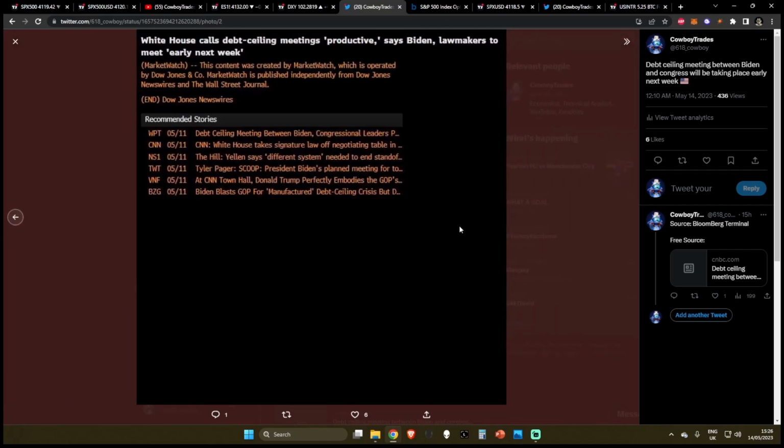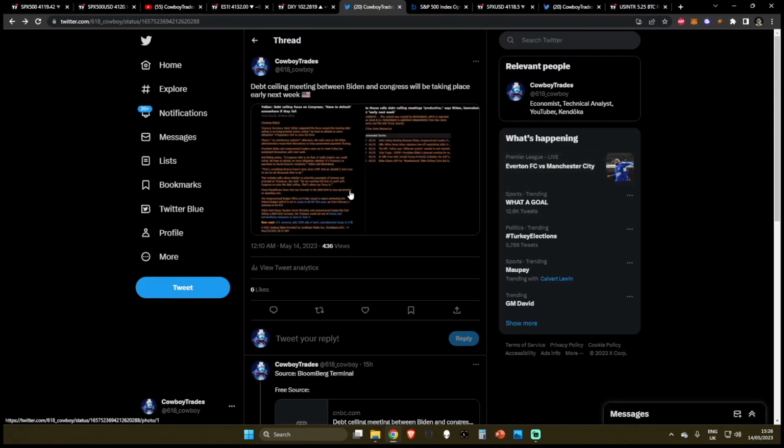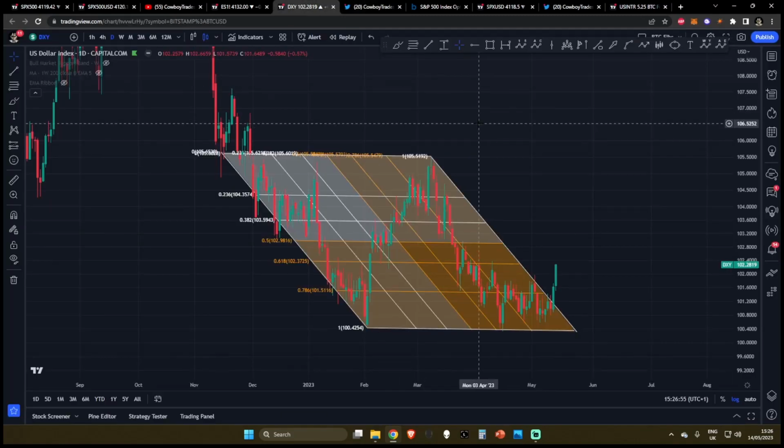Basically, early next week is rumored to be when Biden is going to be talking with the Congress lawmakers, and they are going to be discussing whether they should raise the debt limit or not. And this is what has the DXY running up right now. Quite recently, a lot of people have been leaving the DXY, leaving the US dollar rather, and this just gives a little bit more confidence back in the dollar that they're not going to be defaulting and all of that good stuff.